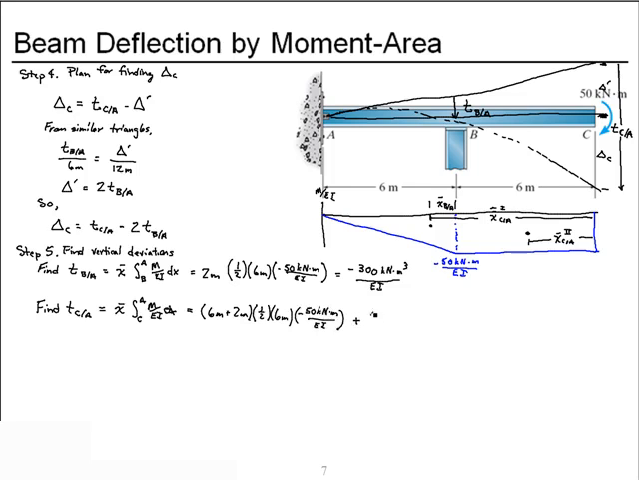We add in this x bar, 3 meters, times the area of this rectangle, 6 meters times the negative 50 kilonewton meter over EI. Put those all together, and we get a negative 2100 kilonewton meter cubed over EI.